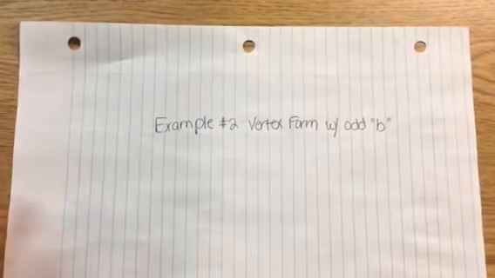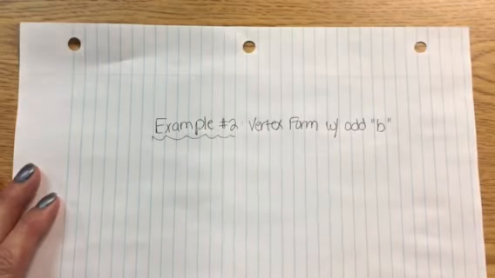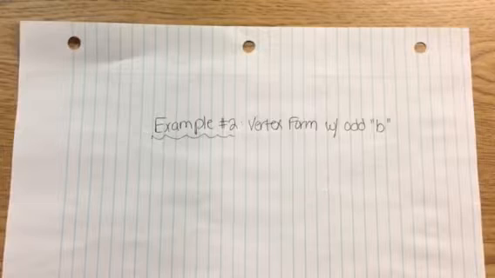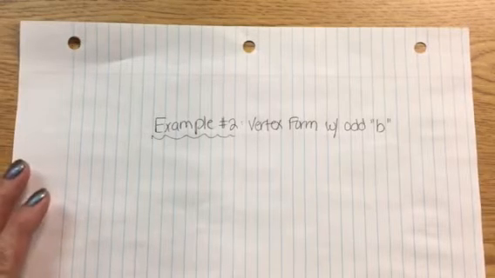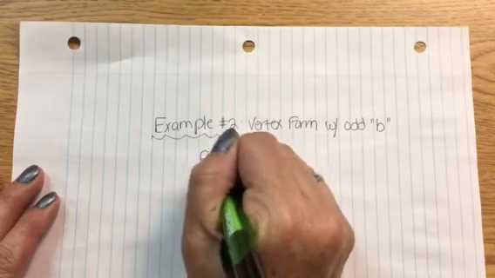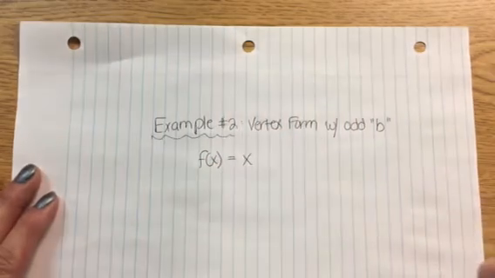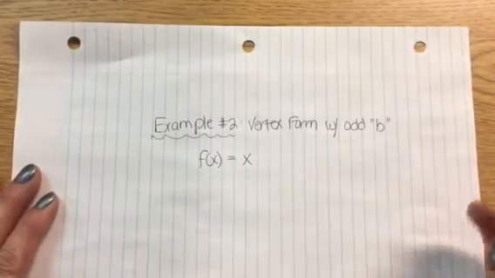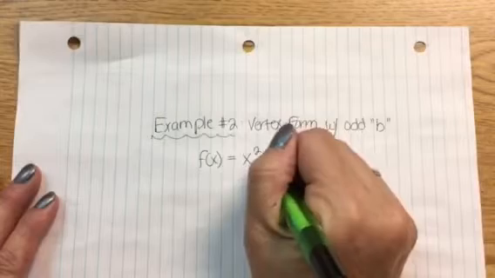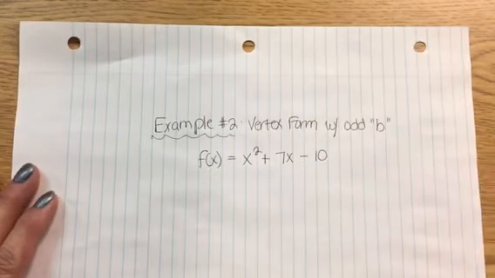Okay, so in example 2, we're going to take a look at another example that causes a little bit of a difficult situation when trying to put a quadratic into vertex form. And that actually arises when your function in standard form has an odd b. So in other words, the middle term is an odd number. So say we had something like x squared plus 7x, I don't know, minus 10.